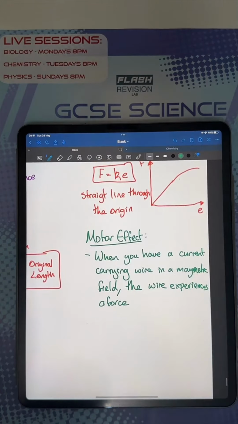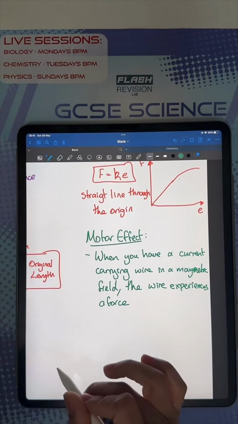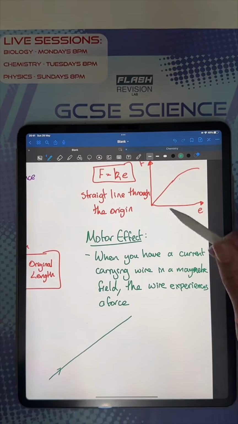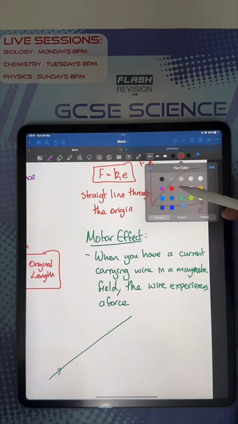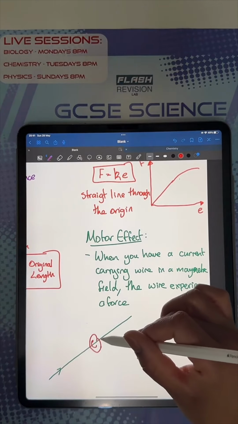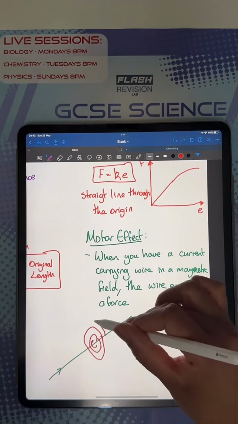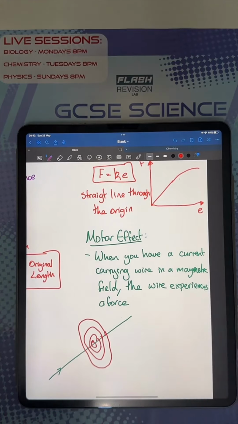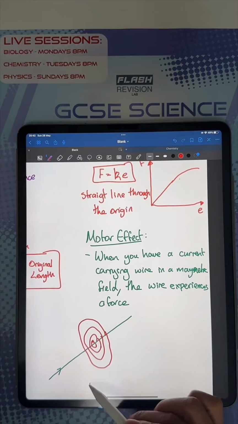So what you have here is a current carrying wire. So this is your wire. Around the wire, you have a magnetic field in the shape of loads of circles. It's not a great drawing, but it's loads of concentric circles like that. This is in between two magnets. In that diagram, we've got two magnets.